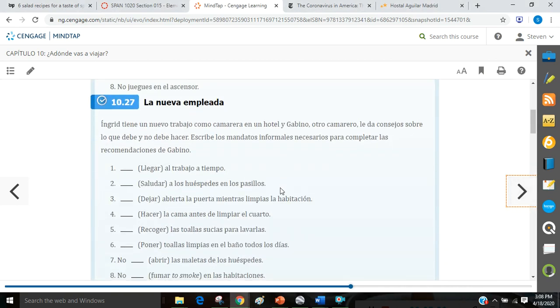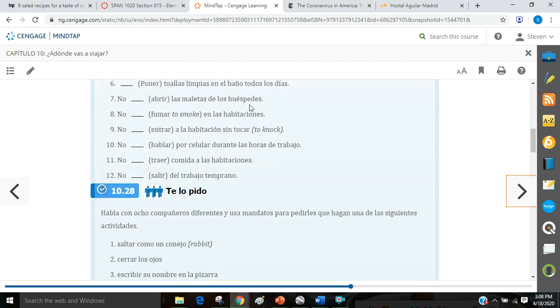Ejercicio 10-27, la nueva empleada. Ingrid tiene un nuevo trabajo como camarera en el hotel y Gabino, otro camarero, le da consejos sobre lo que debe y no debe hacer. Escribe los mandatos informales necesarios para completar las recomendaciones de Gabino. Okay, so these are affirmative tú commands. These are negative tú commands.